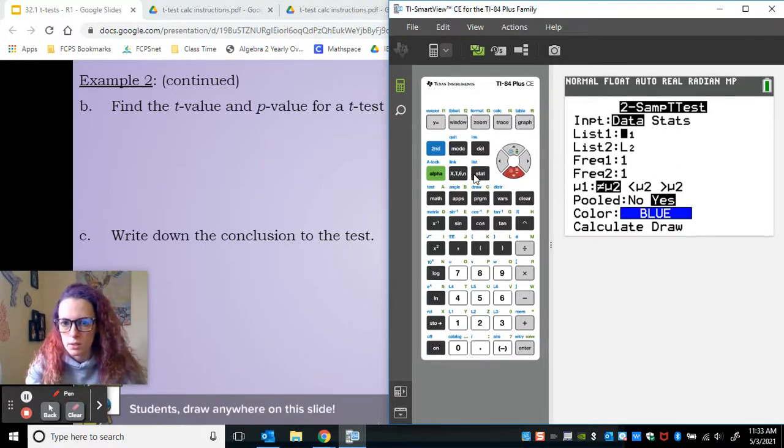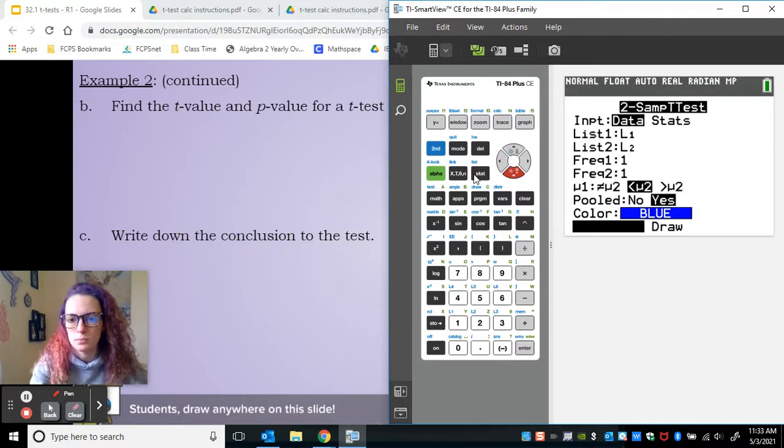My data remains the same, L1, L2, 1, 1. The only thing I'm going to change is this line, U1. We had said that U1 should be less than U2. My original fuel will allow for less distance traveled than my new fuel. So I'm going to have to change that. Still pooled and down to calculate.